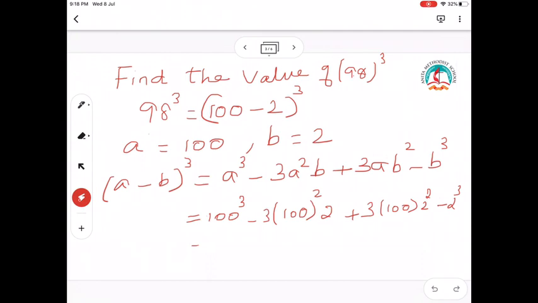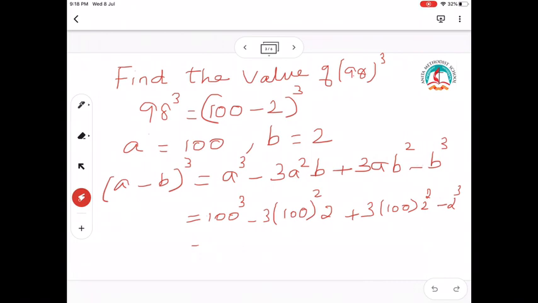What do you have in b place? b is equal to 2. Now, what do you have in the identity? (a - b) the whole cube is equal to a cube minus 3a square b plus 3ab square minus b cube. Because we use minus here, we have to use minus in both places.